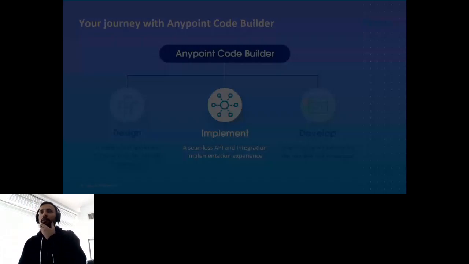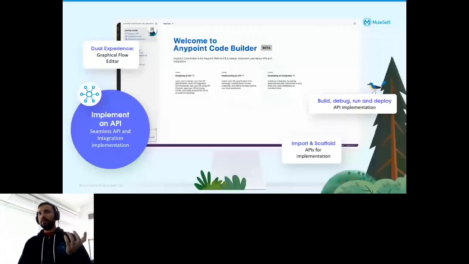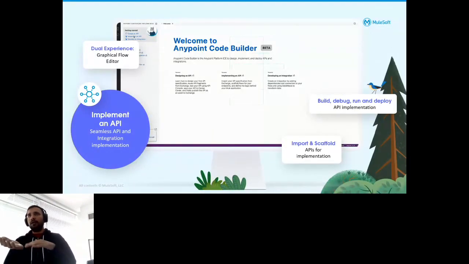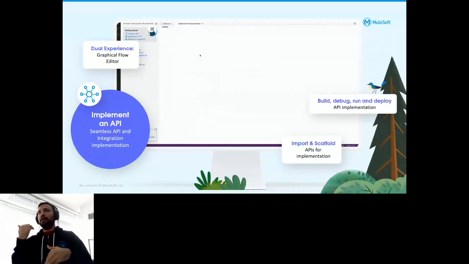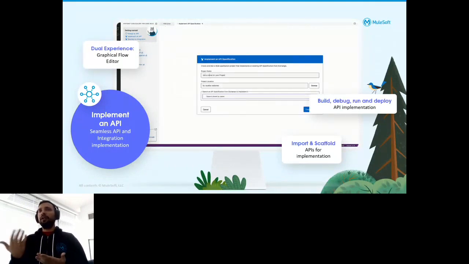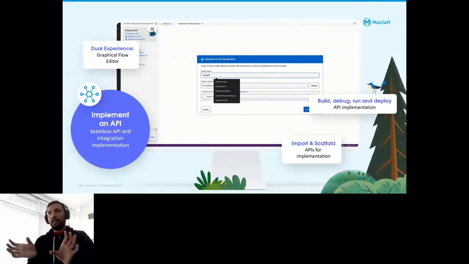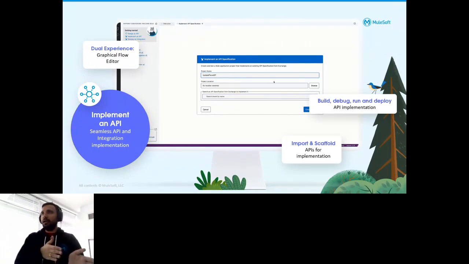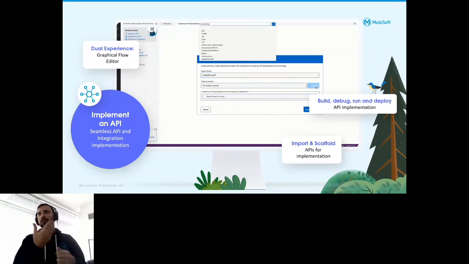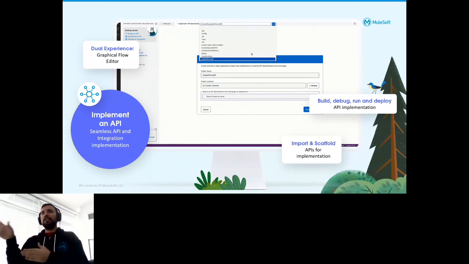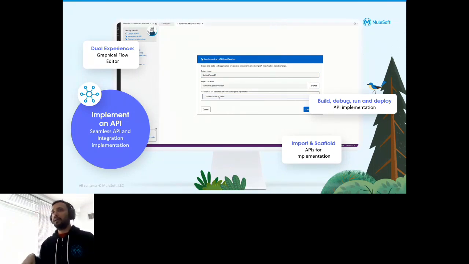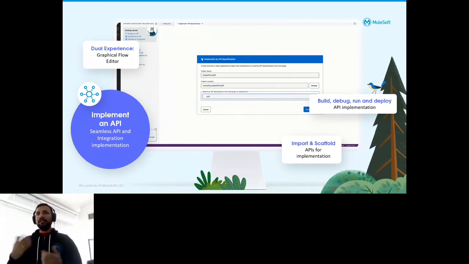Now, the next phase is obviously the implementation, where Anypoint Studio comes into the picture. So here we have the second user journey, implementation of an API. Obviously, you will have the dual experience. On one side, you will have the graphical user interface of your flow, that is being generated on the right side via XML. So it will be a seamless API and integration implementation.